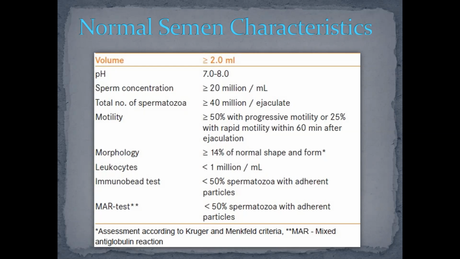The number of leukocytes should not exceed 1 million per 1 milliliter. In the immunobead test, there should be less than 50% spermatozoa with adherent particles, and excessive adhesion of the sperm cells to each other also leads to infertility and is considered one of the causes of the immunological factor of infertility. And the MAR test, less than 50% spermatozoa with adherent particles.